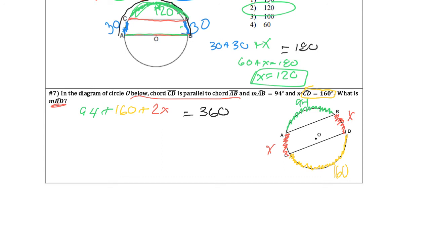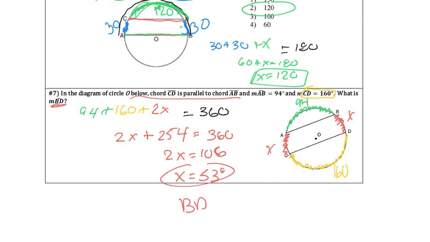Nice. All right, so we got 2X plus 254 equals 360. Subtract 254 from 360. It's 106. Divide by 2, we get 53. So BD, this arc, is 53 degrees. And if they asked for AC, it would also be 53 degrees, but they didn't ask for that. And then if we added all those up, it would add up to 360 because it's a full circle.